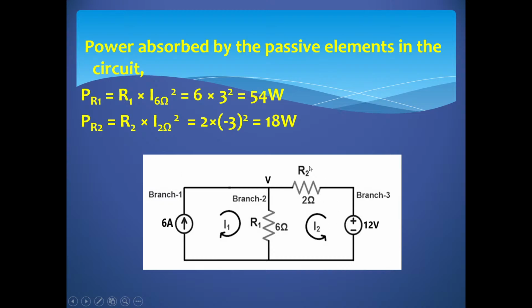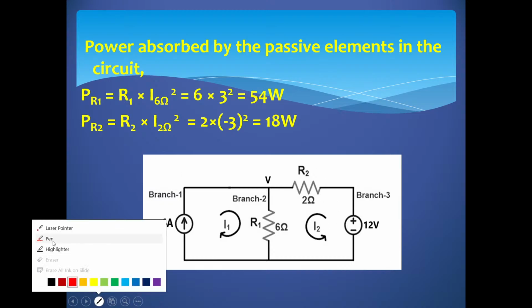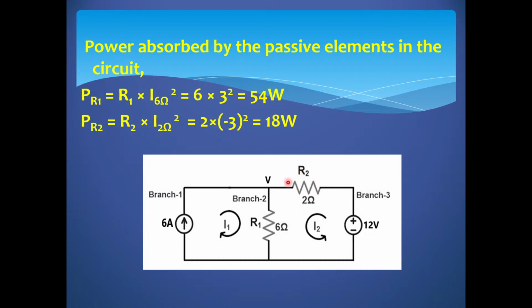And what is the power in R2? This is our R2. The power is I square R, or R into I square. The R2 value is 2, and the current is minus 3. So 2 into minus 3 square, you will get 18 watts. So the power absorbed by R1 is 54 watts, and the power absorbed by R2 is 18 watts.